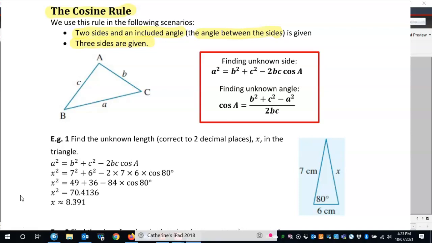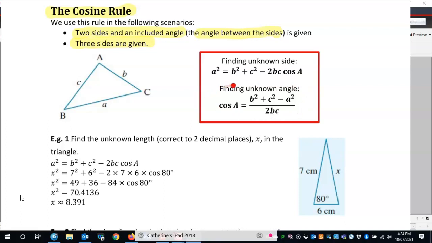Let's have a look at the formula to see why that is. So it's the one formula here, but I've got it just in two formats. One if we want to figure out a side, and one if we want to figure out an angle. So you can see for an unknown side, a squared equals b squared plus c squared, take away 2bc cos A. Now that's angle A, side a. Remember the notation for our triangles that we've talked about, where that capital A is for the angle of the triangle that is opposite side a.